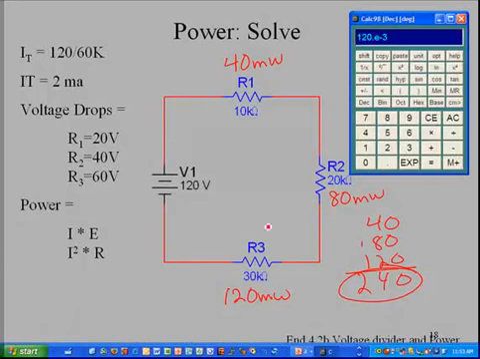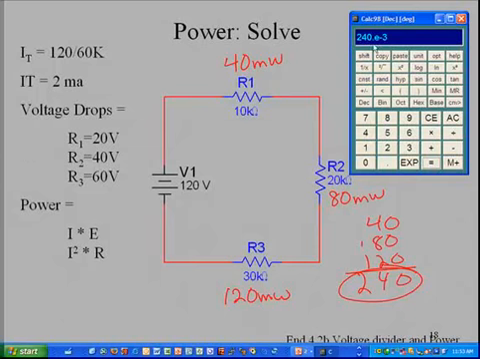Now one way to test our calculation, in fact there's a number of ways we could test this, but we know that the total current in the circuit is 2 milliamps. We could use this to solve for the total current in the circuit. So in that case, we would say 2 milliamps exponent minus 3, and take that times 120. And again, should be no surprises here, 240 milliwatts.